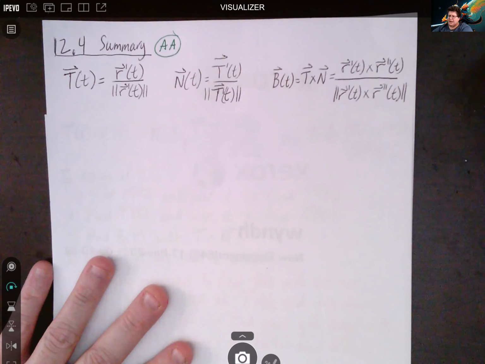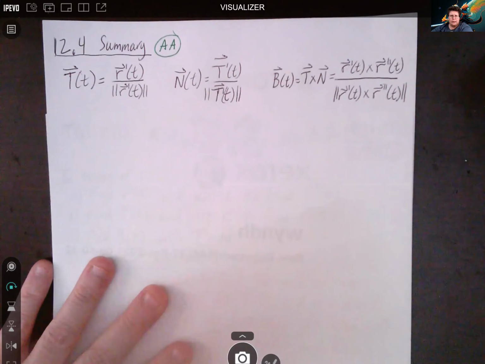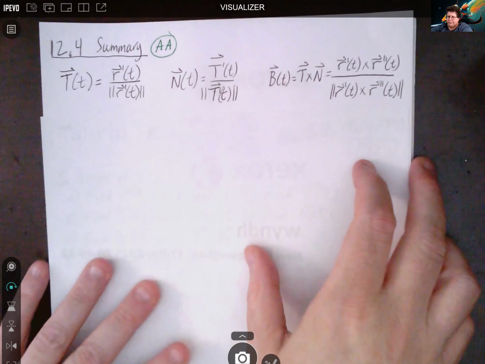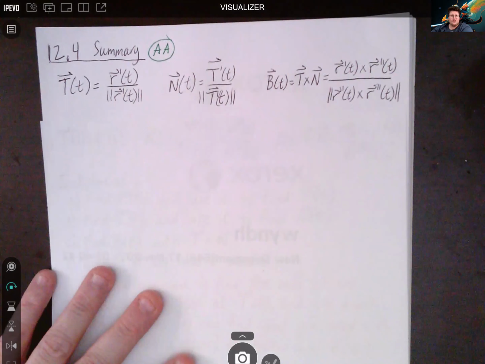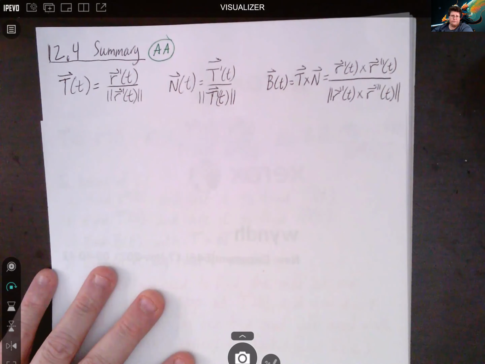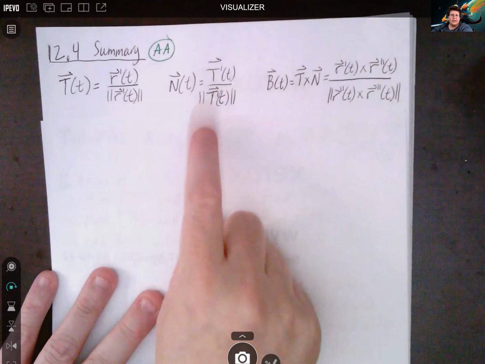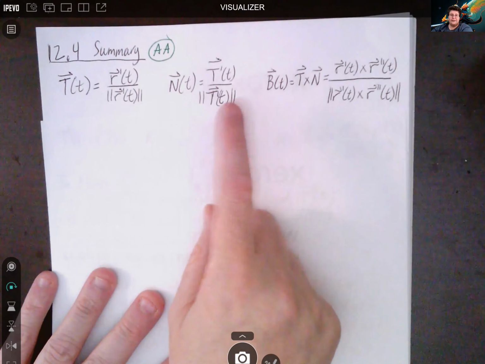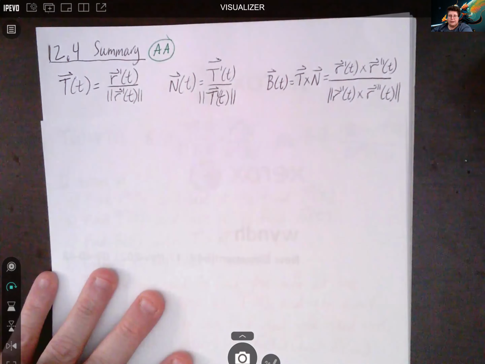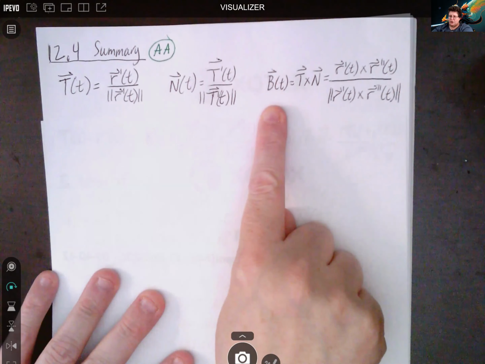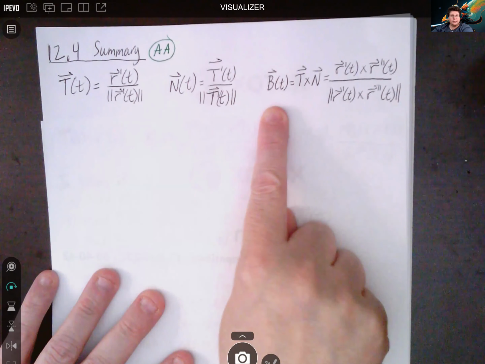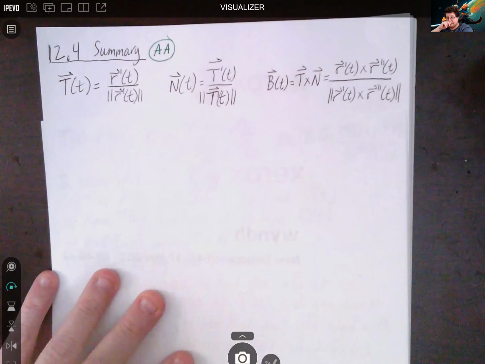So if we're working with time, maybe because arc length is overly complicated to calculate, the tangent vector is r prime, the first derivative of the position vector r, divided by its magnitude. The normal vector is the tangent vector, taking the derivative of that and dividing it by its magnitude. That makes these both unit vectors. And we can find our binormal vector using the cross product of the two vectors we just made.